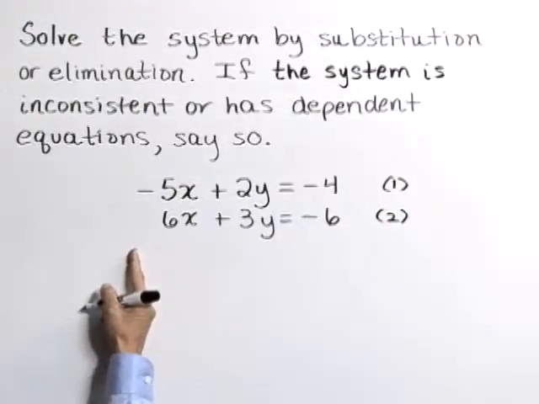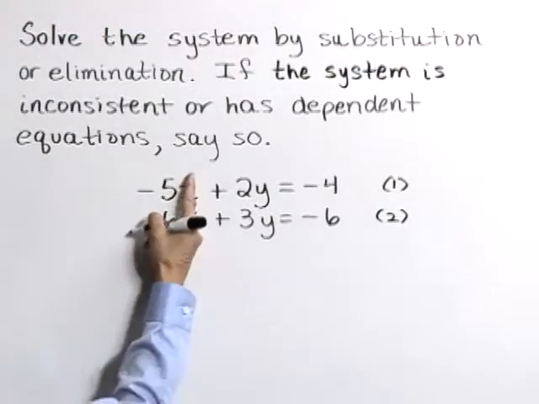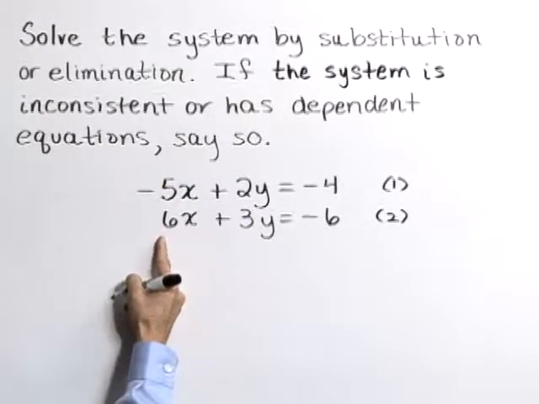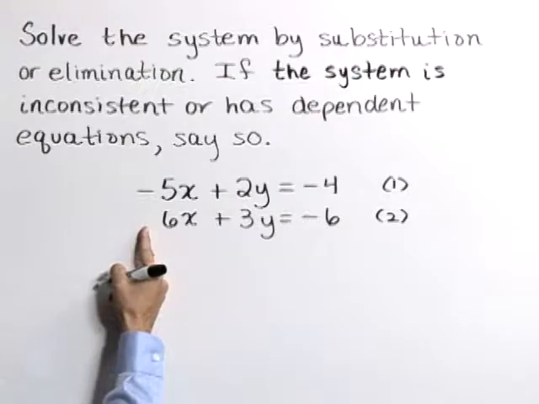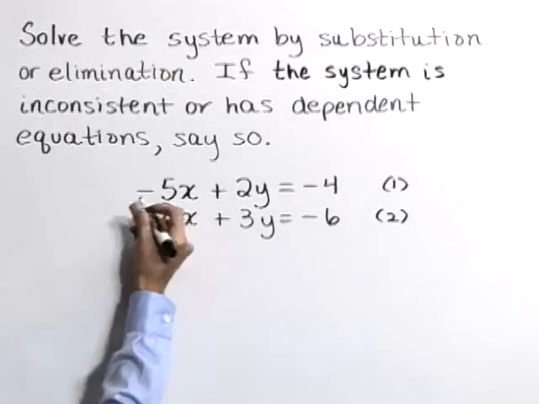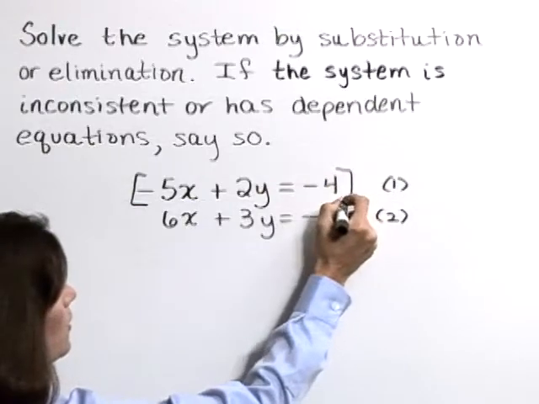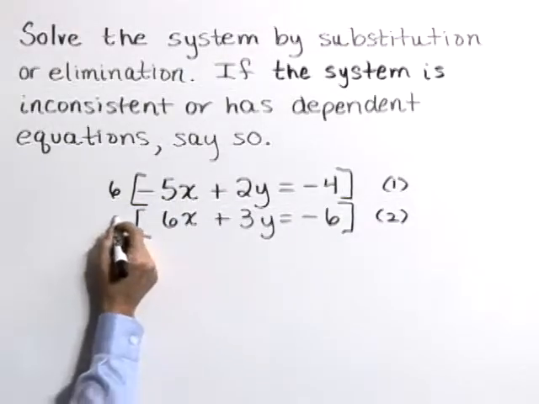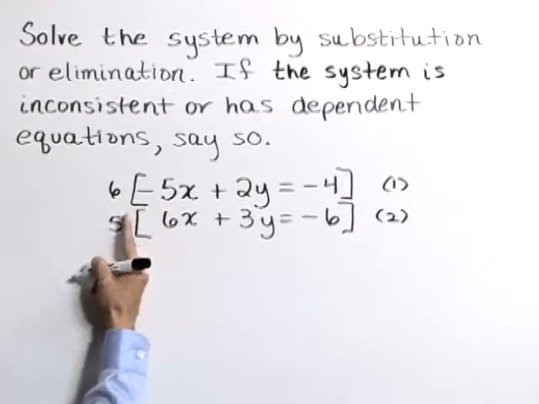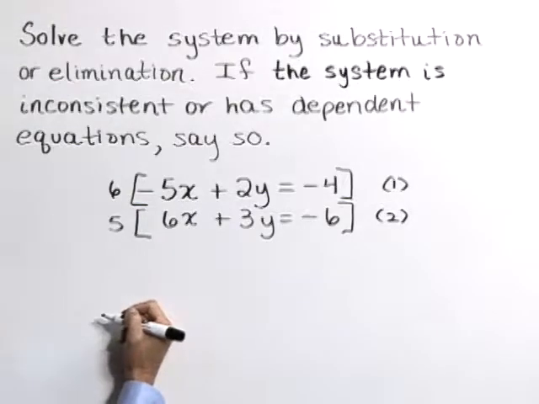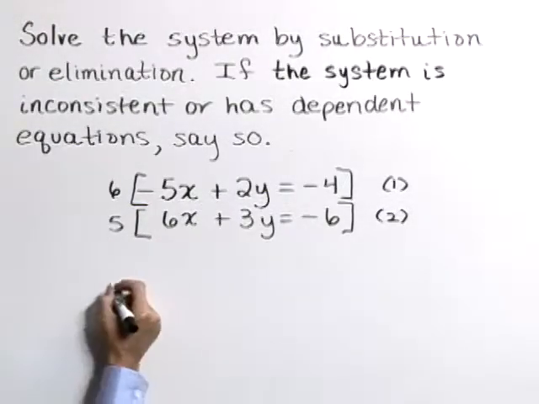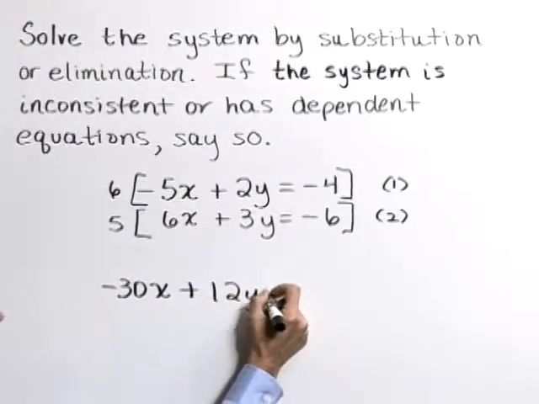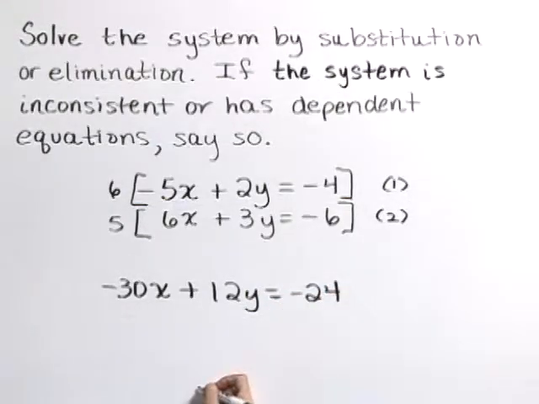Now, I'm going to choose to use the elimination method, and I'm going to eliminate this variable x. So we need to fix our coefficients out here so that they are opposites of each other, additive inverses. So let's multiply equation 1 through by the number 6 and equation 2 through by the number 5, creating coefficients of negative 30 and positive 30. Here we go. Equation 1 then becomes negative 30x plus 12y is equal to negative 24.